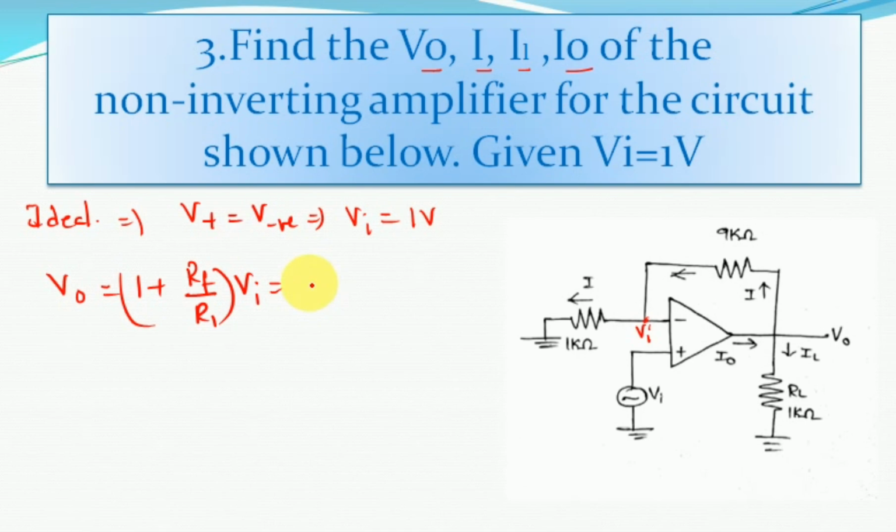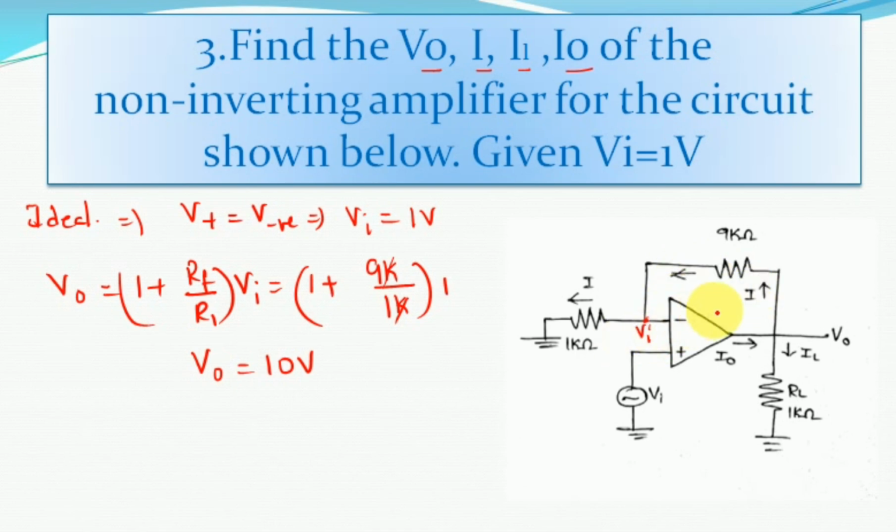So simply substitute these values, then we get 1 plus 9k by 1k into Vi as 1 volt. So k gets cancelled, 1 plus 9 is 10, so 10 into 1 is 10 volts. So finally the value of V0 is 10 volts. Now next, they have asked to find the value of current I.